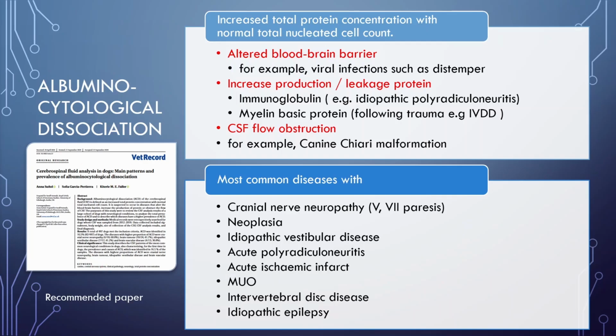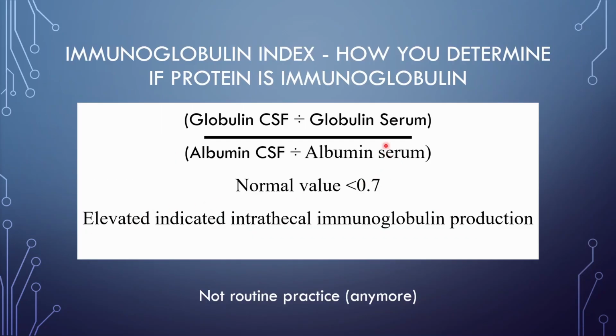Now, of course, increased protein could either be albumin that's leaking through a leaky blood-brain barrier, or it could be immunoglobulin, which is being produced as a result of inflammation. And sometimes it could be helpful to know which is which, because immunoglobulin being produced intrathecally obviously has a very different cause than leaky albumin. So there is a way of determining that, and that's called the immunoglobulin index.